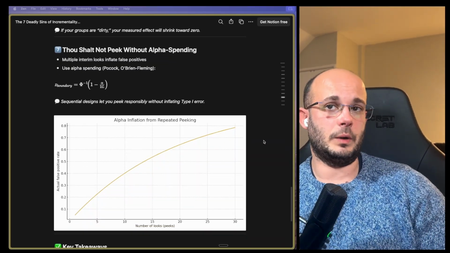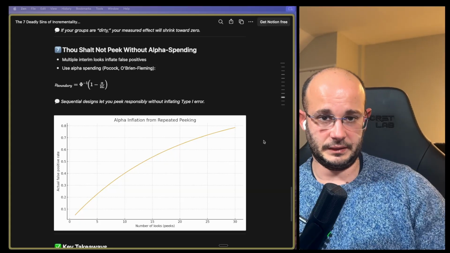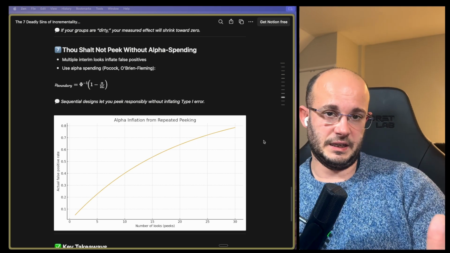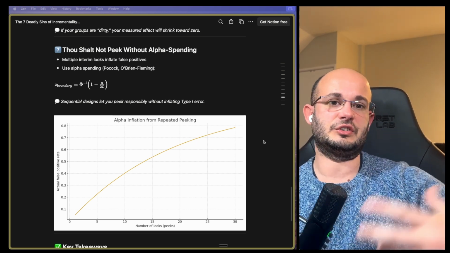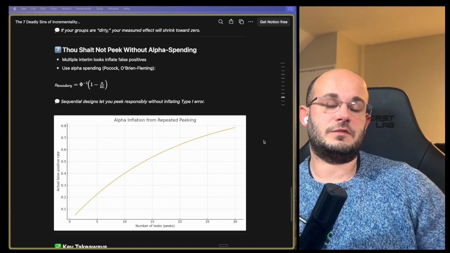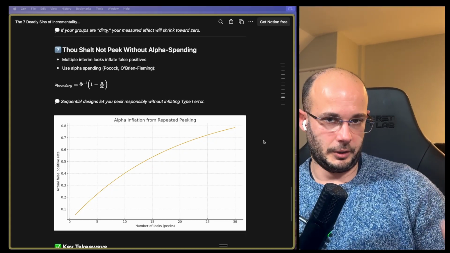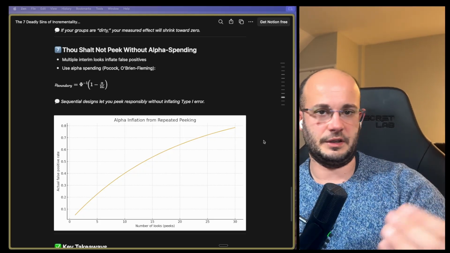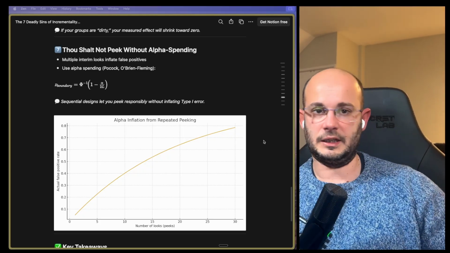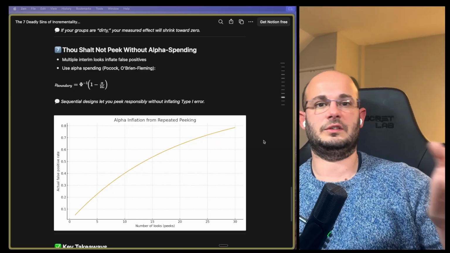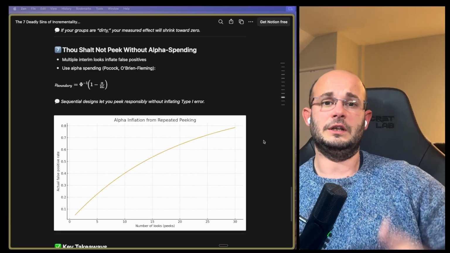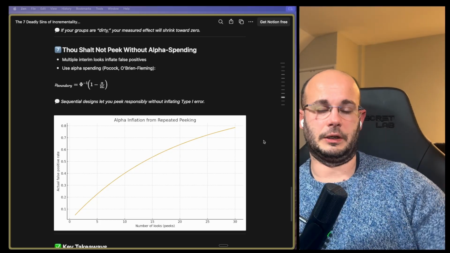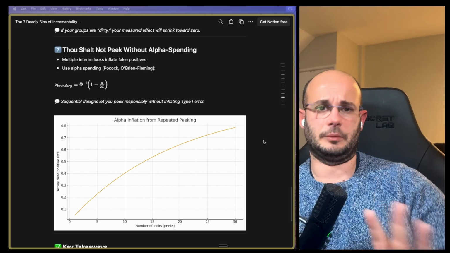And finally, the seventh one is thou shalt not peek without alpha spending, and this is related with the third one. Essentially, peeking is checking: do I have statistical significance? It's very common in marketing where teams set up their A/B testing campaign A versus campaign B, and they keep checking: do I have statistical significance? Yes or no. Do I have statistical significance? Yes or no. Once they have it, then they're done, and they stop the test and they stop the budget.